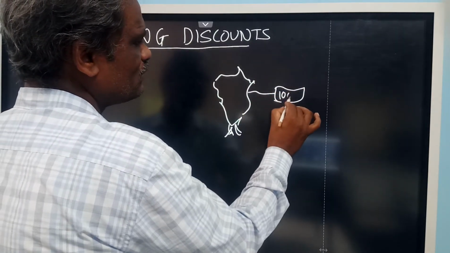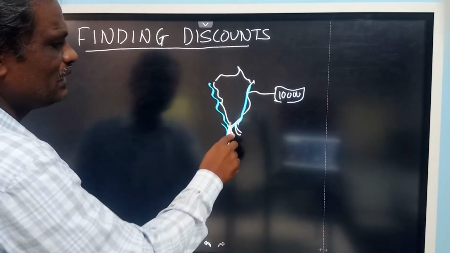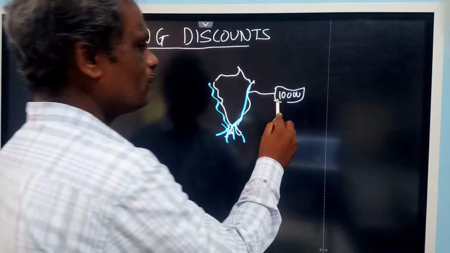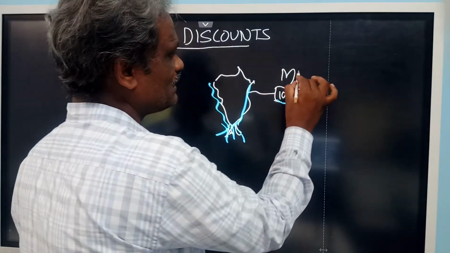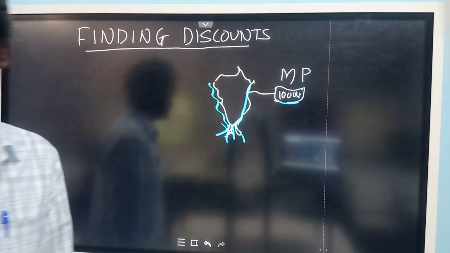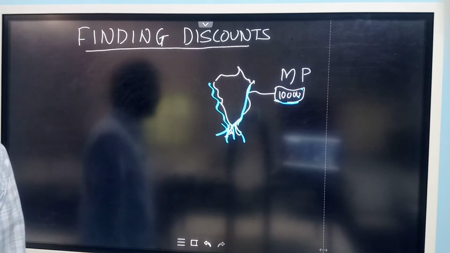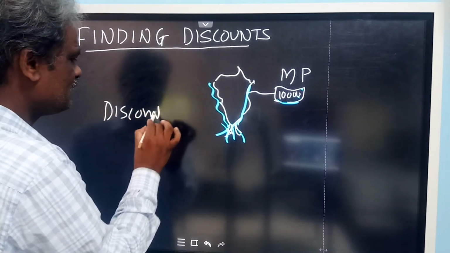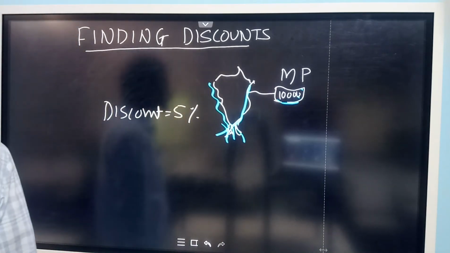So they fix 10,000 rupees. Okay, so this is a necklace. It is labeled with the label of 10,000 rupees. This is called the market price, MP. So they announce that there is a discount of 5% on the festival season. So they will announce 5% discount to attract the customers.